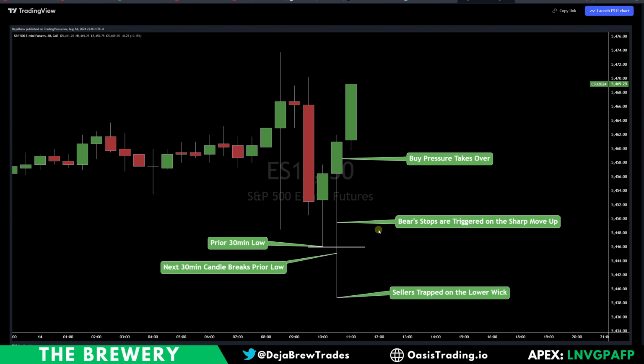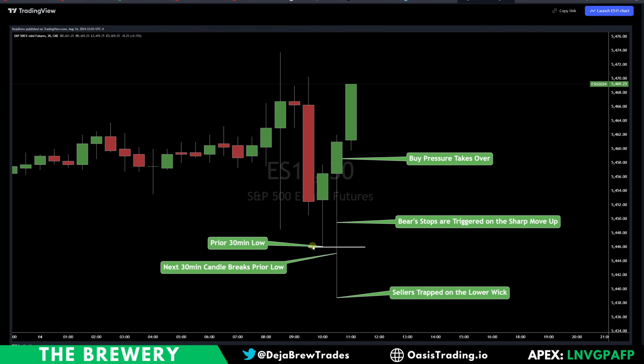Now, typically, what I look for is when I enter a trade on a sweep, I would like to put my stop loss below the low where those sellers are trapped. Now, depending on how far away that is, sometimes you can't always do that. Sometimes you have to put your stop loss a little bit above that low.